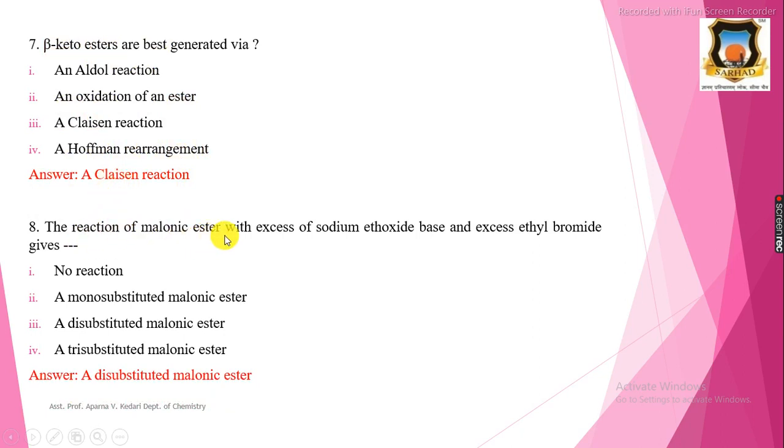Then the reaction of malonic ester with excess of sodium methoxide base and ethyl bromide gives no reaction, monosubstituted malonic ester, disubstituted malonic ester, or trisubstituted malonic ester. Here the correct answer is disubstituted malonic ester because both hydrogens are abstracted by base, since we are using excess base, that is sodium methoxide, and also excess alkyl halide, that is ethyl bromide. Therefore we get the disubstituted malonic ester.